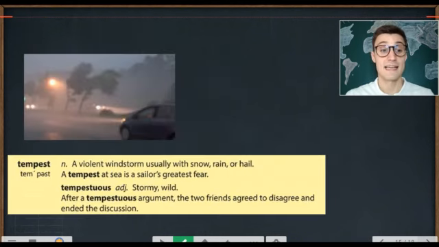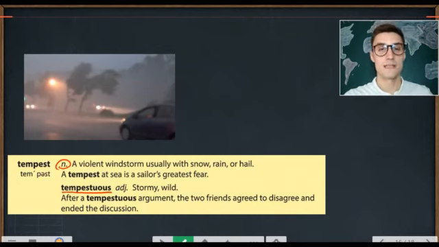The next word is tempest. Tempest is the name of a violent windstorm, usually with snow, rain, or hail. A tempest at sea is a sailor's greatest fear. Tempest, a violent windstorm. Tempestuous, that's tricky.